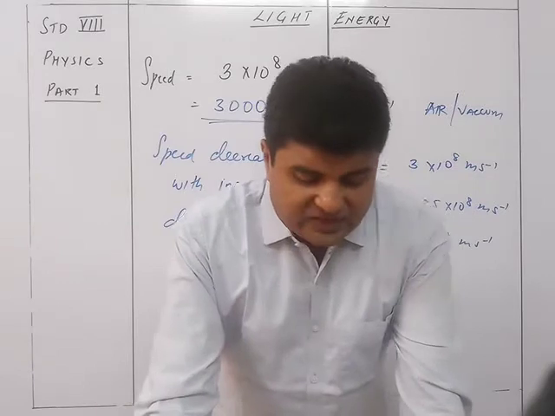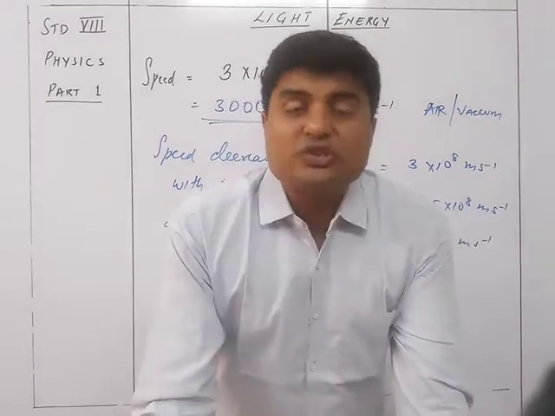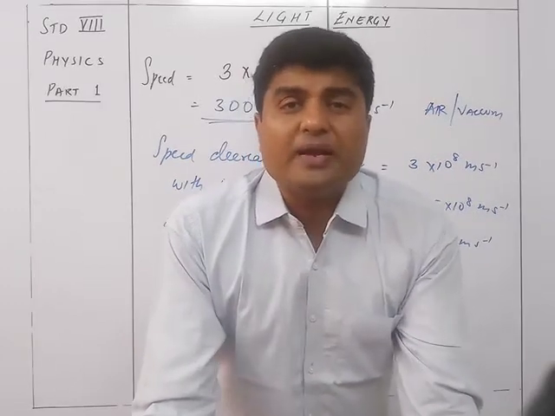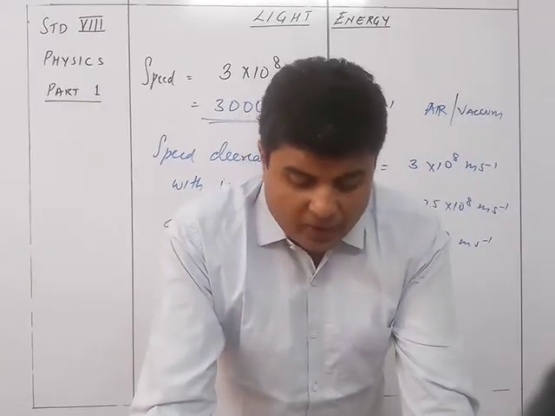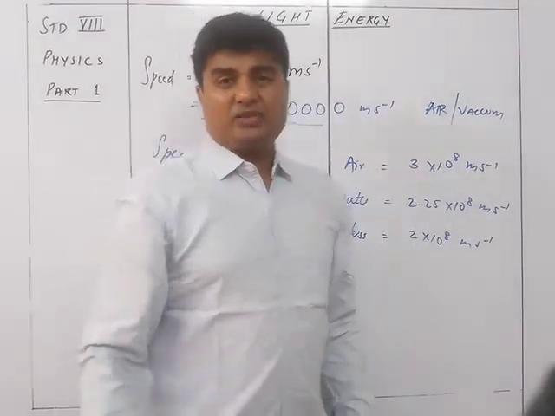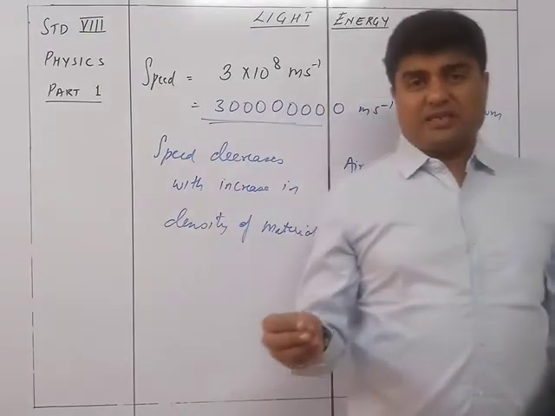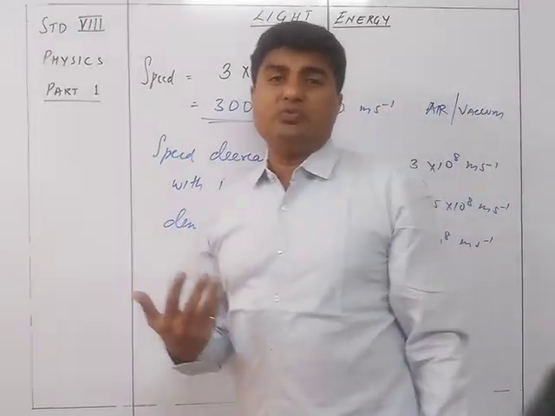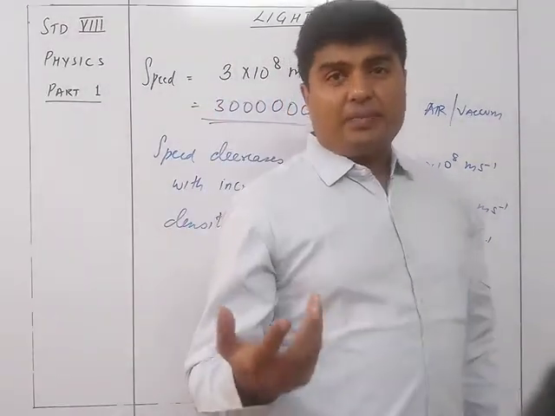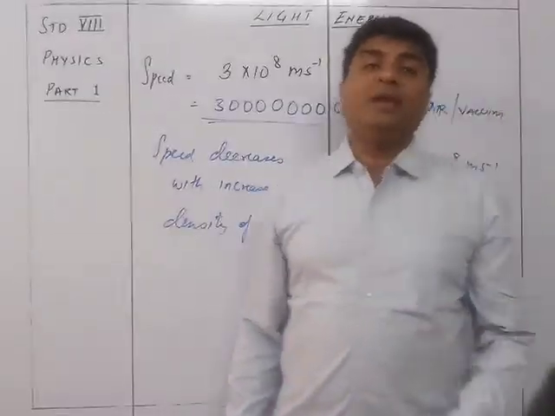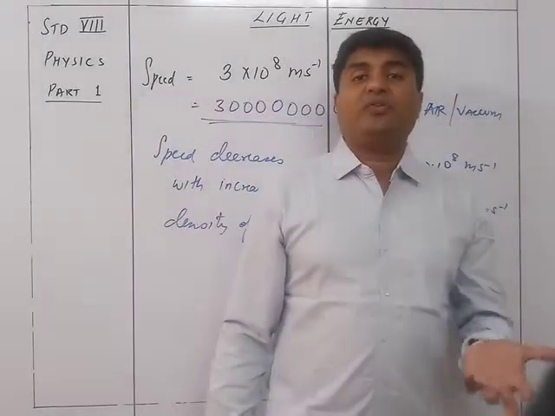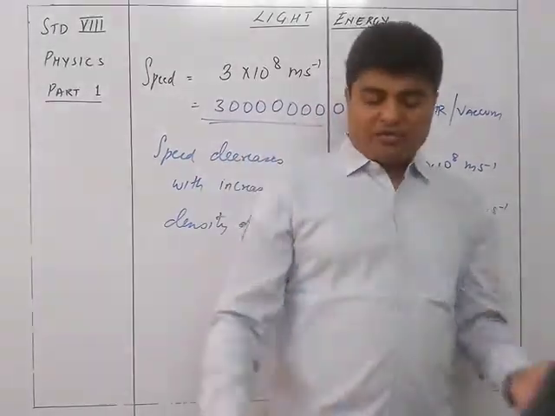In the language of physics, we say that glass is optically denser than water, and water is optically denser than air, or air is optically rarer than both water and glass. So optically denser means whose density is more and the speed of light automatically decreases. Optically rarer means whose density is going to be less, and hence the speed of light will be more in case of rarer medium.